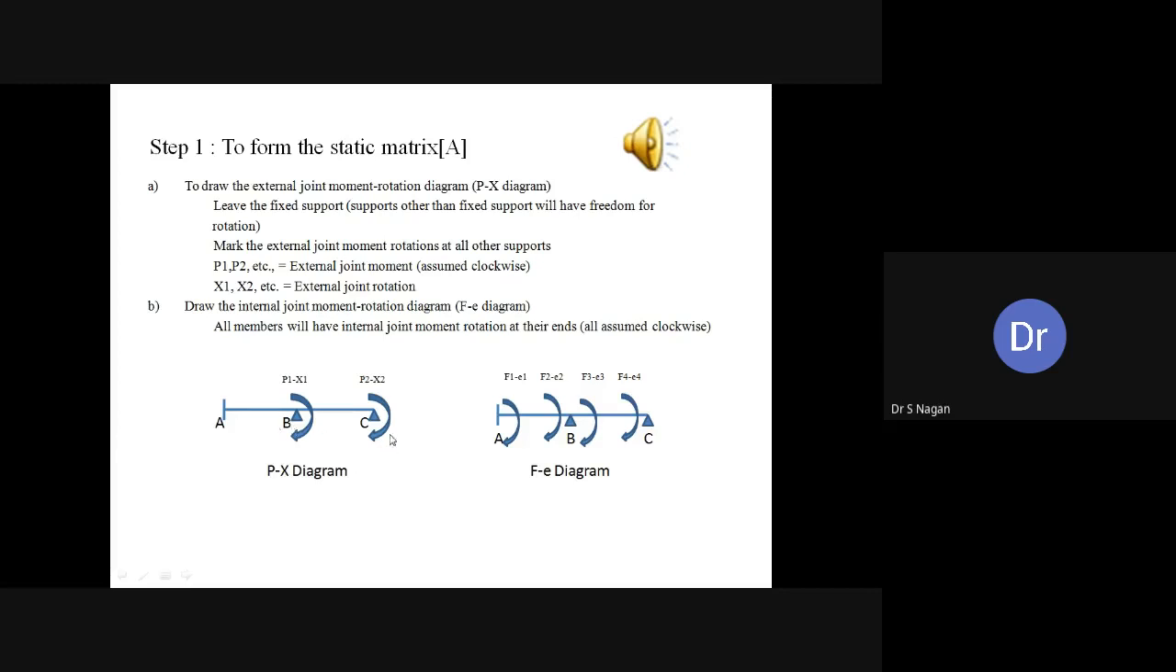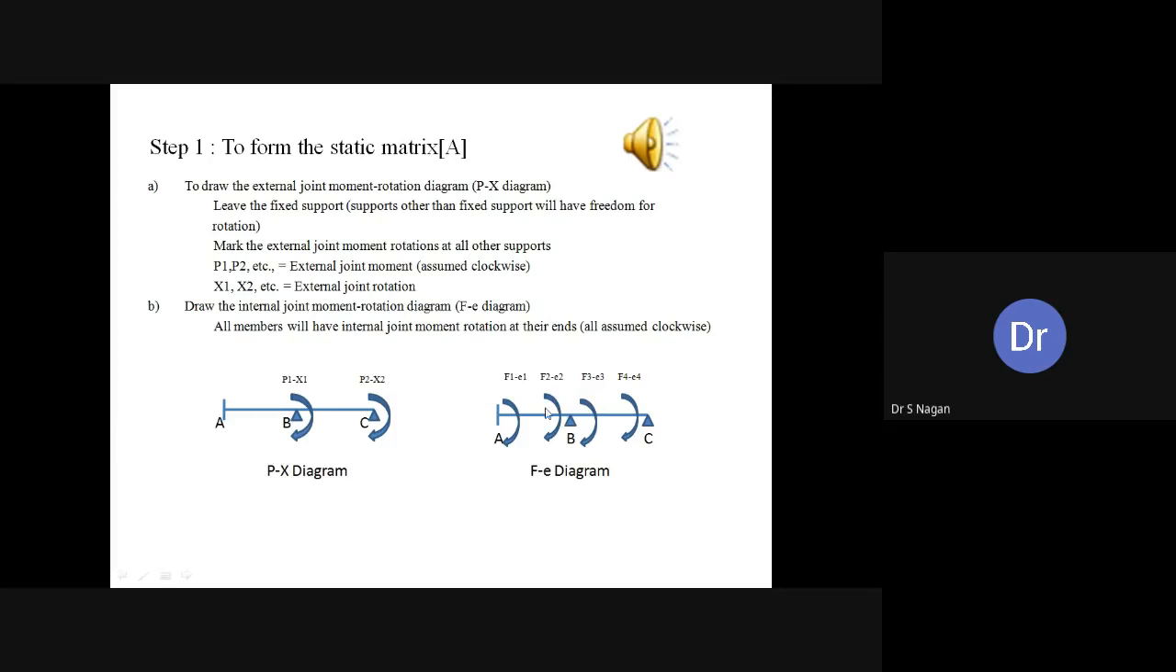Next, we will see how to draw the next diagram, that is the internal joint moment rotation diagram. It is called the capital F hyphen small e diagram. The capital F is the internal joint moment, and small e is the internal joint rotation. To draw this FE diagram, the rule is all the members will have internal joint moment and rotation at their ends.